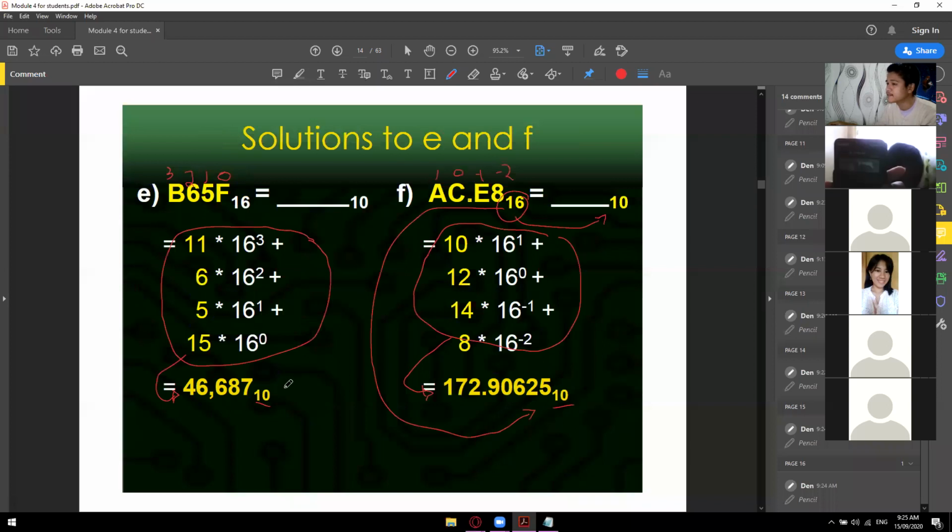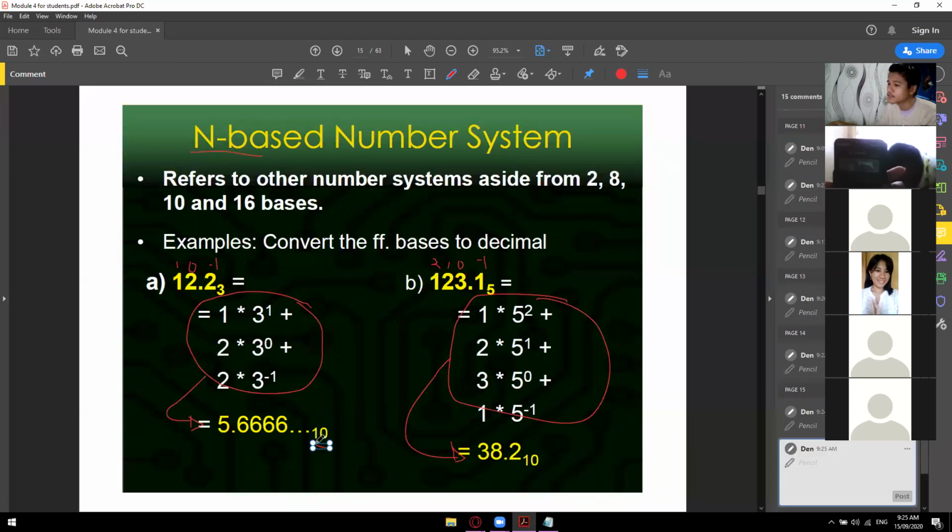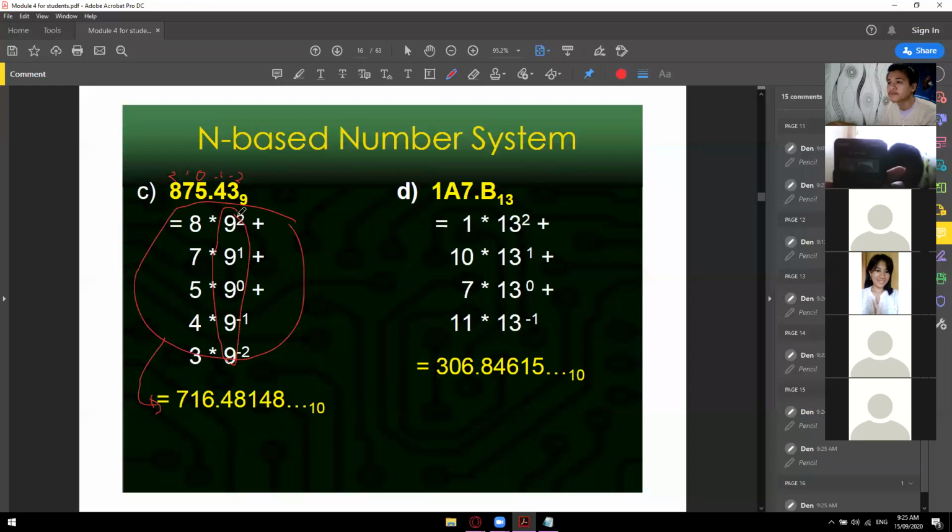So again, lahat yan merong base. Okay? So wag niyong kakalimutan ilagay yung base. So this is an indicator that you have already converted this n base 3 or base 3 to base 10, base 5 to base 10, base 9 to 10, base 13 to base 10.